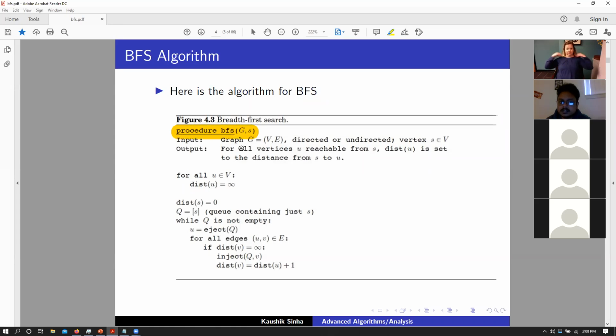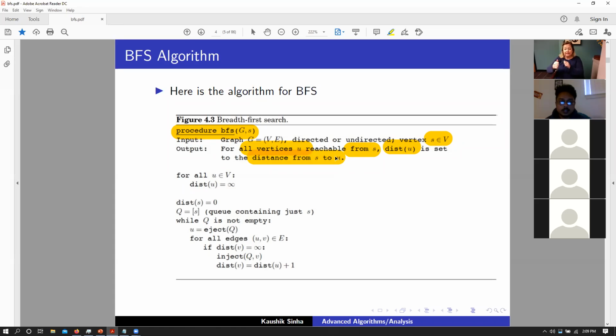Again, similar to DFS, we provide the graph G. And again, that particular graph can be represented either as a matrix or as a list, it doesn't really matter. Then we would give it a starting node S, where S is a vertex from the set V. And then what it needs to output is, for all vertices U that are reachable from S, the distance of U should be set such that it is the shortest possible distance for getting from S to U.